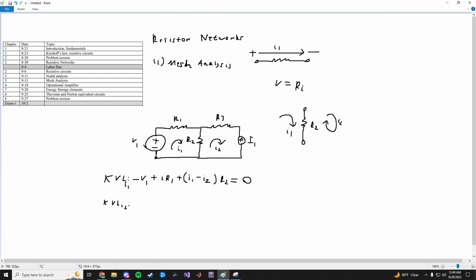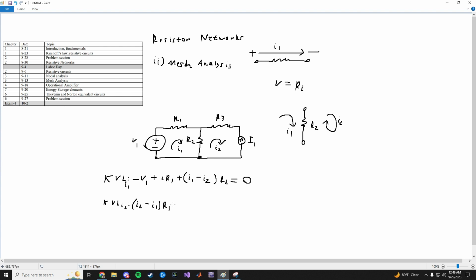So following the arrow, I'll just start from here. Remember, it goes into the plus and out the minus. So it's going to be a positive number. It's going to be I2 minus I1, because remember, this resistor is in between the two meshes. You have to subtract the one you don't want.